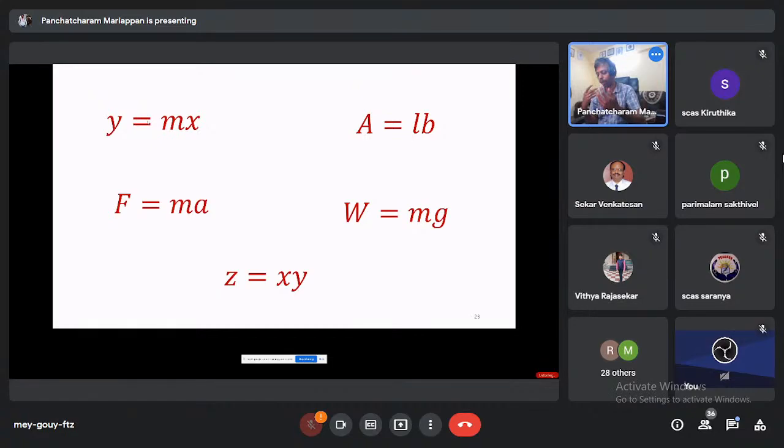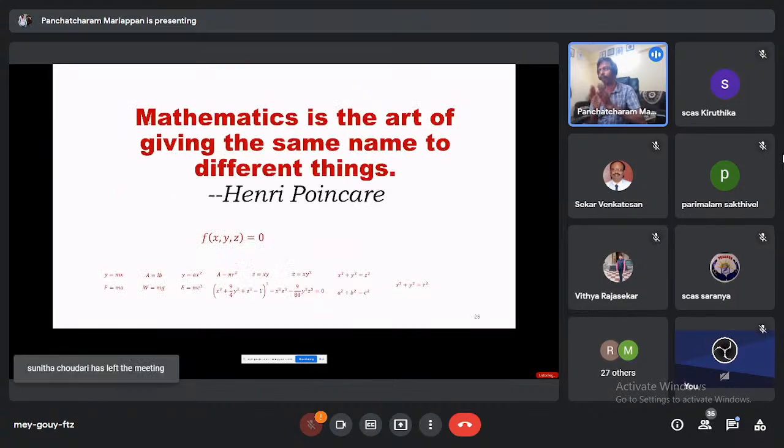So as a mathematician, it is a statement from Henry Poincaré. He says that mathematics is the art of giving the same name to different things. Same name. So as a mathematician, all these things I can simply say as f of x comma y comma z equal to 0, where x, y and z can be variables, constants or numbers. Whatever equations I have shown, I will simply say it is f of x, y, z equal to 0, and then I will try to study the properties, etc.